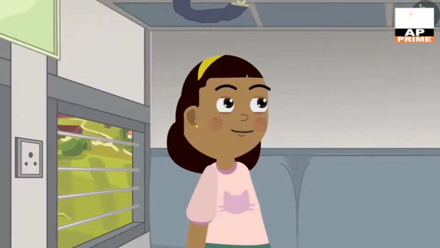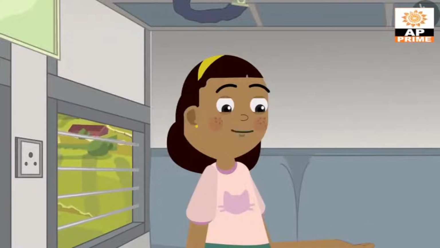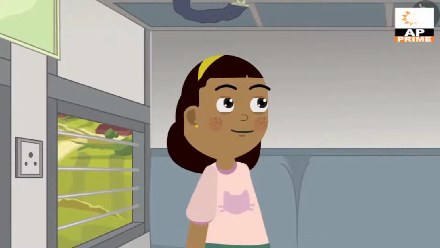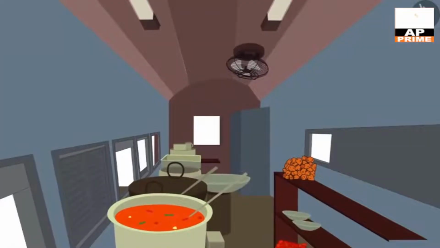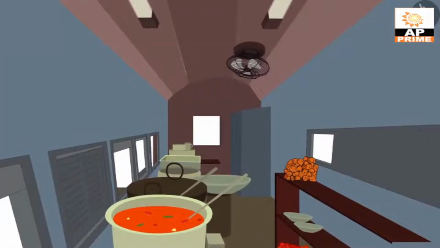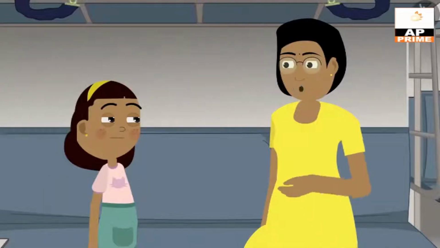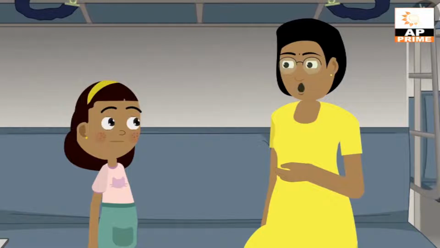But, Mummy, people who have not brought food from home, what will they eat? There is a complete arrangement of food on the train, Zia. The kitchen of the train is called pantry. Food is made here according to the number of people and their needs. People pay money according to the choice of their food, just like in hotels.